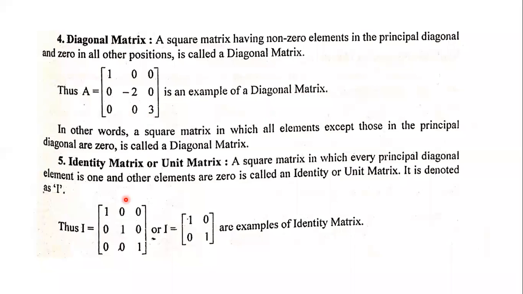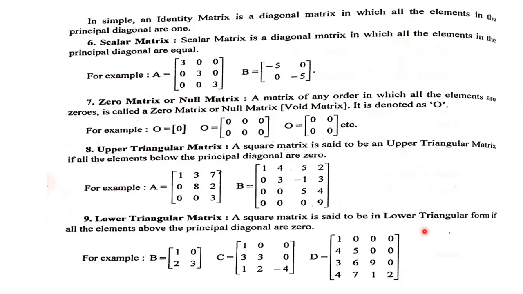Okay, then coming to identity matrix. Identity matrix is also a square matrix, that is where the number of rows is equal to number of columns, and here again the principal diagonal values will be 1. It will not be any other number other than 1. So this is identity matrix or unit matrix.